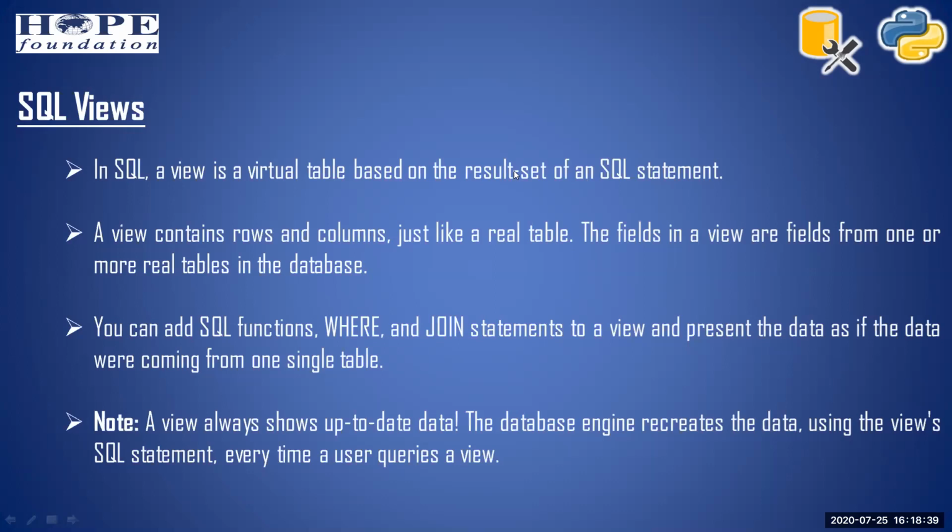So let's see. In SQL, a view is a virtual table. Virtual table means it's an imaginary table based on the result set. Result set means the output of an SQL statement, that is, an SQL query. A view contains rows and columns just like a real table, according to our query. We have written some query in the view, it fetches the data, and it has rows and columns like our normal table.